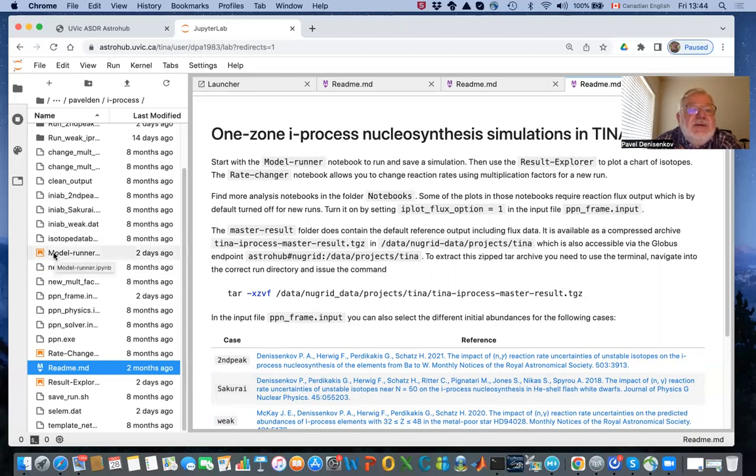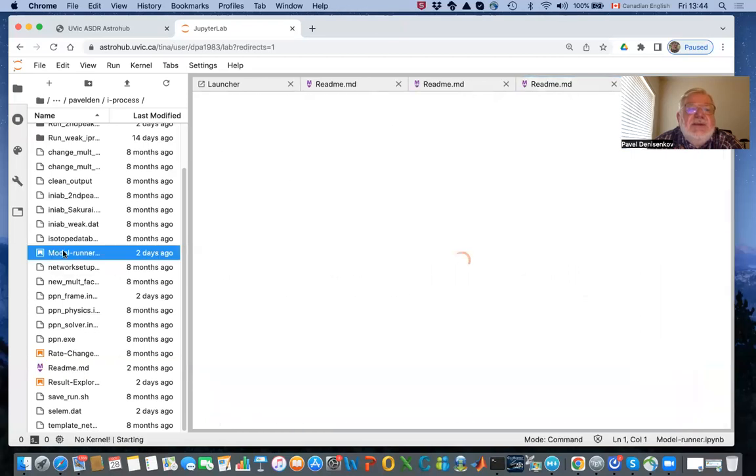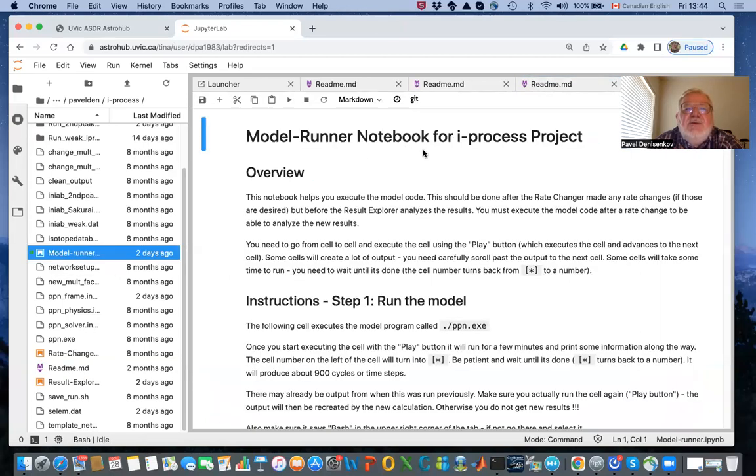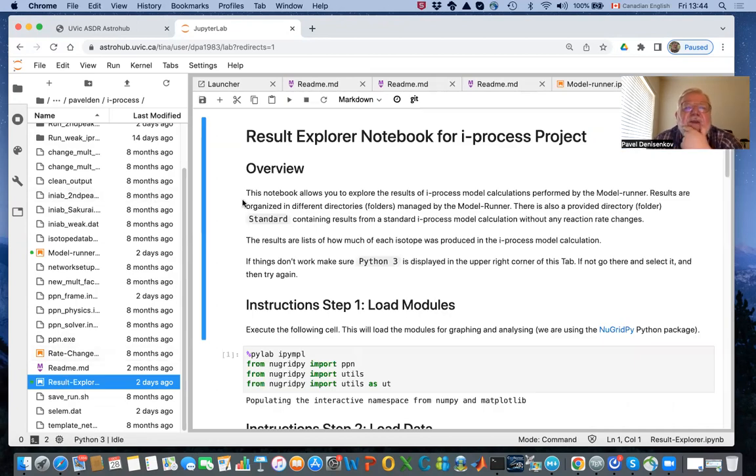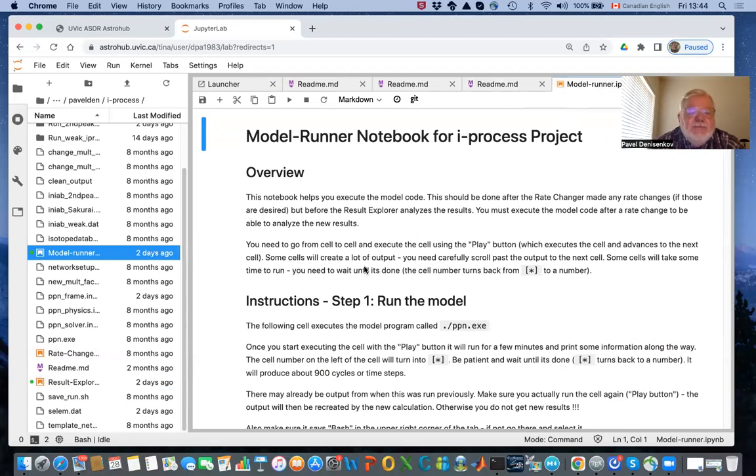This is model runner, okay? You double click the left button. So the model runner notebook has started. Then rate changer, we can postpone this. So model runner and result explorer. This is result explorer, double click with the left button, okay? Okay, so now let's go to the model runner notebook, okay?